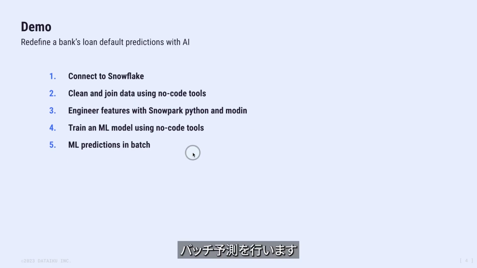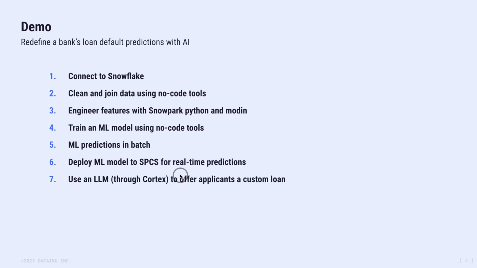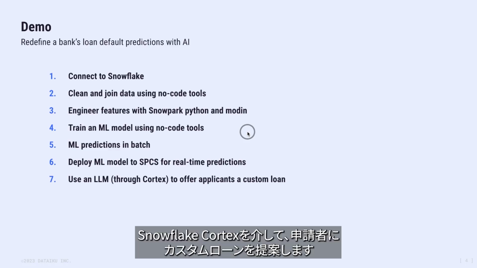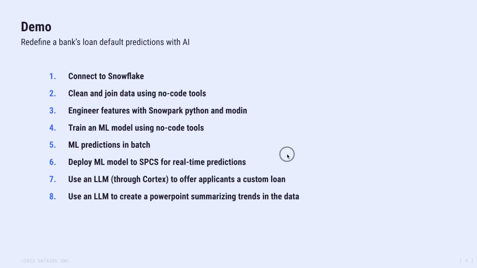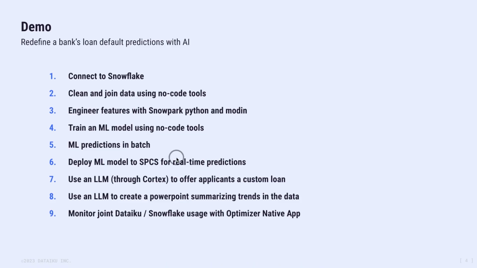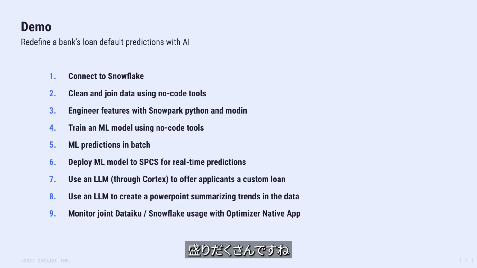make batch predictions, also deploy this model for real-time predictions in Snowpark container services. Then we're going to use a large language model through Snowflake Cortex to offer applicants a custom loan. Then we're going to use an LLM to create a beautiful PowerPoint summarizing trends in our data. And then we're going to monitor joint Dataiku Snowflake usage with the Optimizer native app. So we have a lot to cover.